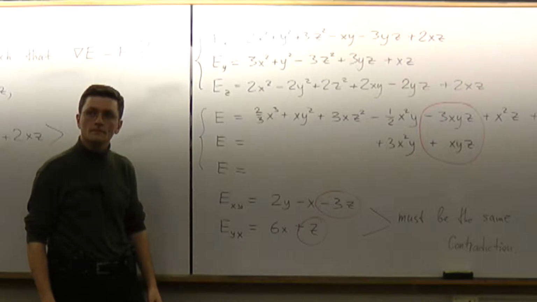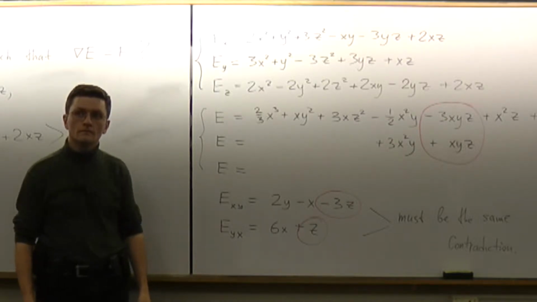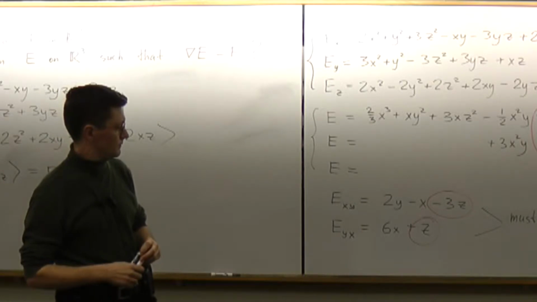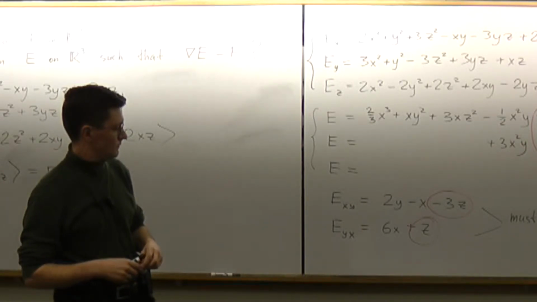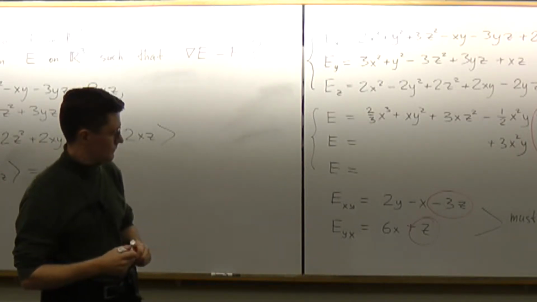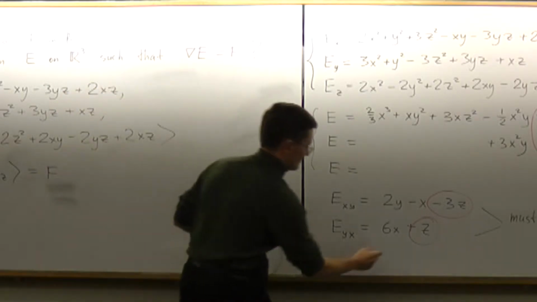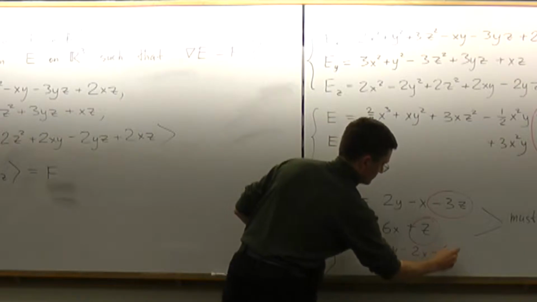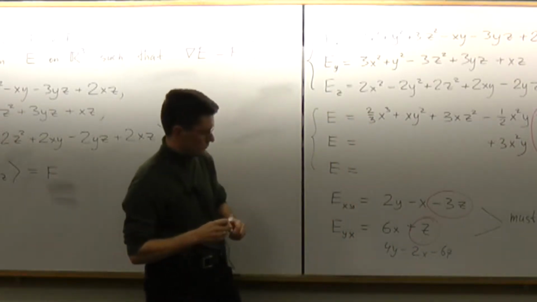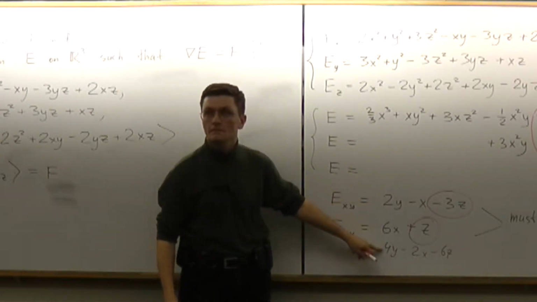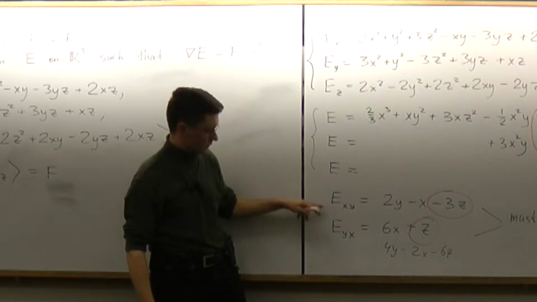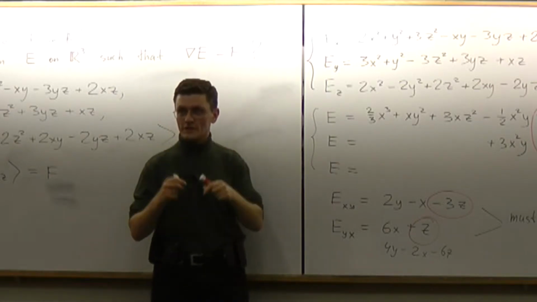Could you have like different ratios? Let's say like for your e x y you had 2y minus x minus 3z, and for e y x, you had 4y minus 2x minus 6z. Does that work? Does it work out like that? No. Well, these two are not the same. Right? This is twice greater than this one. And I'm saying that these must be exactly the same.